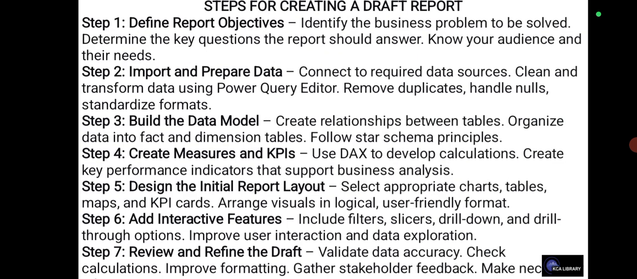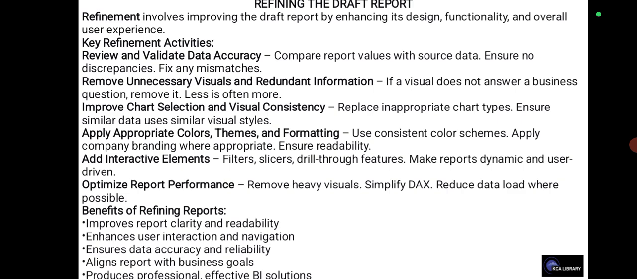Now, how do you create your draft report? First, like I said, you define your report objectives, you import and prepare data, you build a data model, you can create relations between tables, and you can organize data into fact and dimension tables. Then after that, you create your measures and key performance indicators. Then that is when you proceed to designing the initial report layout, then add interactive features, then you review and refine the draft to validate data accuracy.